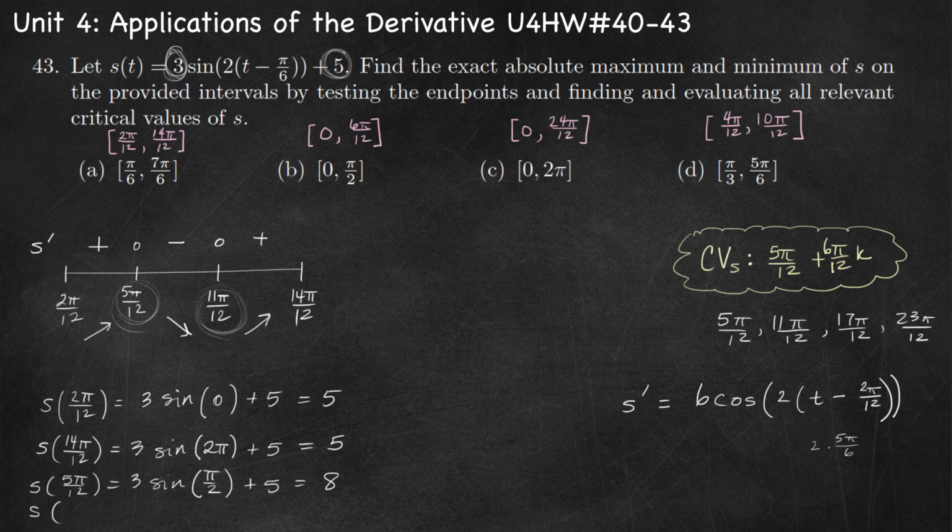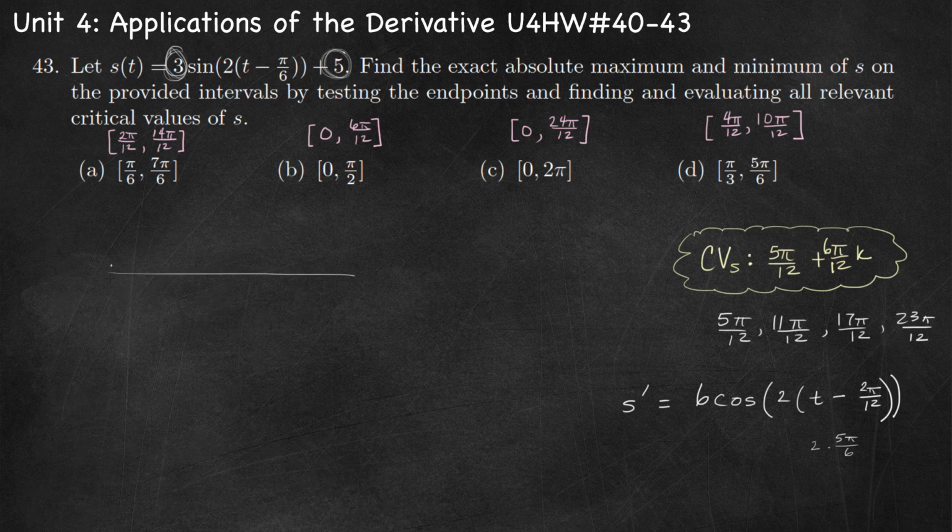And then at 11 pi over 12, we have 3 times the sine of 11 pi over 12 minus 2 pi over 12, which is 9 pi over 12, times 2 is 9 pi over 6. 9 pi over 6, if we divide top and bottom by 3, is 3 pi over 2. The sine of 3 pi over 2 is negative 1, times 3 is negative 3, plus 5 is 2. So the absolute maximum value is 8, and the absolute minimum value is 2.